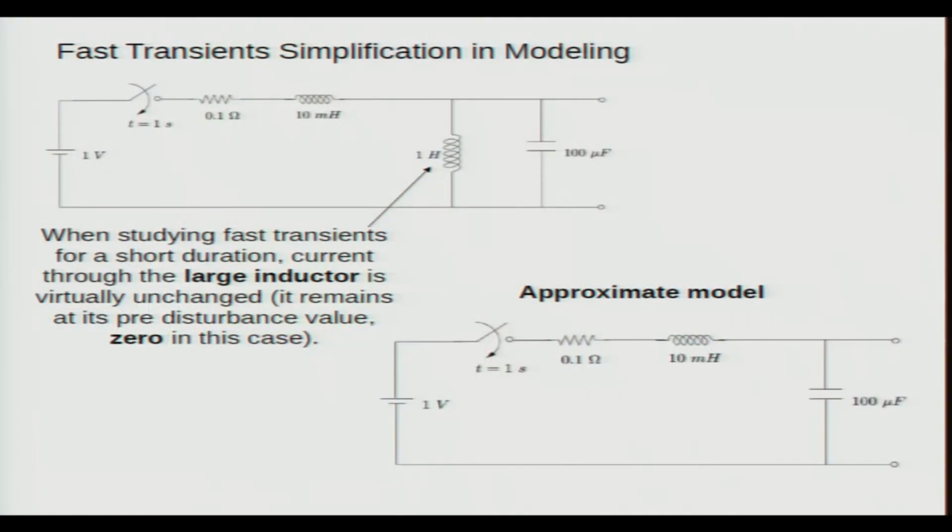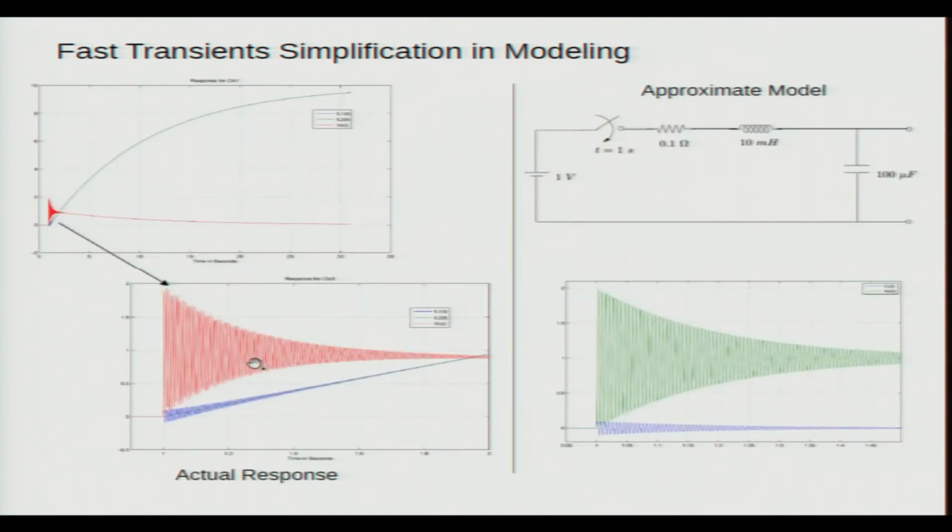So, you can assume for all practical purposes that when you switch on this switch, the current through this inductor is practically unchanged, and if you assume that, then a model which is valid for a very short time after the switch is switched on is this. So, this is called a fast transient short term model. The actual response is shown here on the left hand side, it is expanded from the kind of response which I showed you in the first figure. This part is expanded.